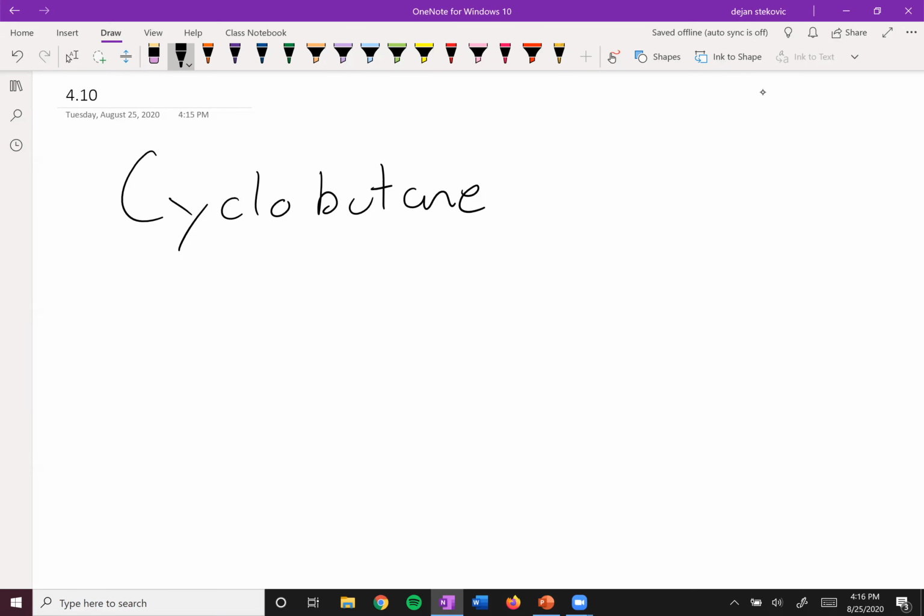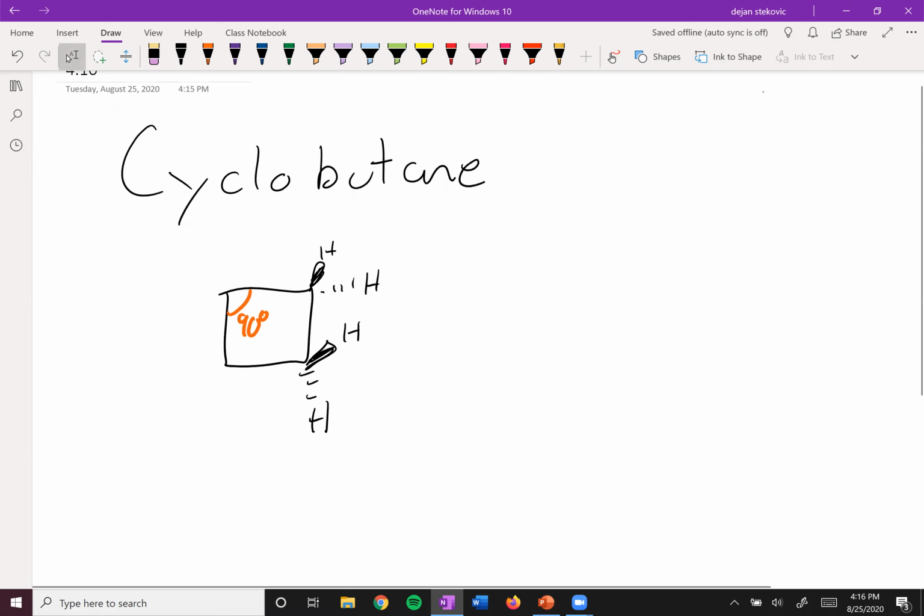All right, so next up we got cyclobutane. Skeletal structure will look just like a square. And if you think about it being flat, this would be 90 degrees. And then we would have an overlap of all of these hydrogens, right? We would have all of this torsional strain as well. So we've got a lot of angle strain, a lot of torsional strain.